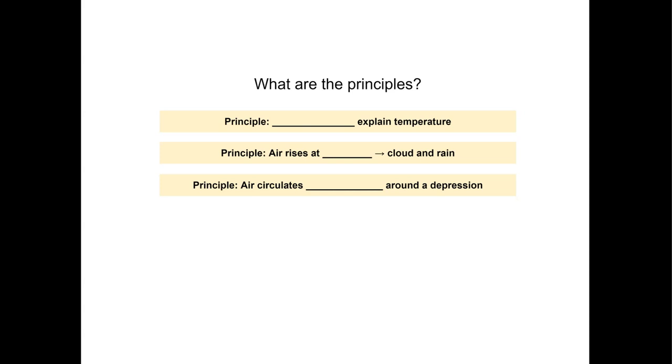Okay, so what is it that explains temperature? It is air masses. Yeah, good. Second principle, air rises where? At the fronts. As air rises, it cools. Cold air can't hold as much water vapor. It becomes saturated, leading to the process of condensation, cloud, and rain. Principle number 3, which direction does air circulate around a depression? Circulates anti-clockwise, so that helps us to explain the wind.